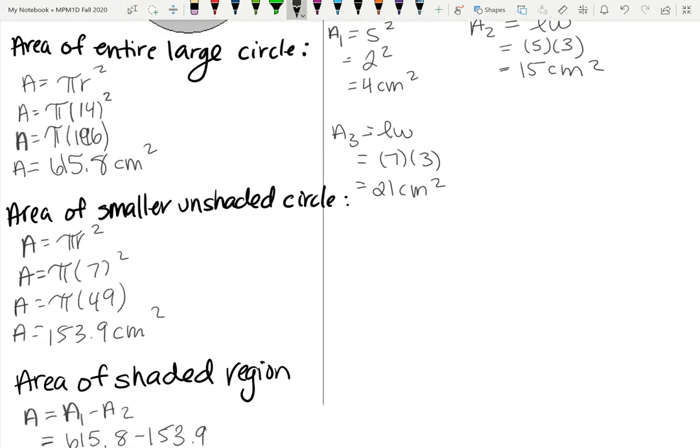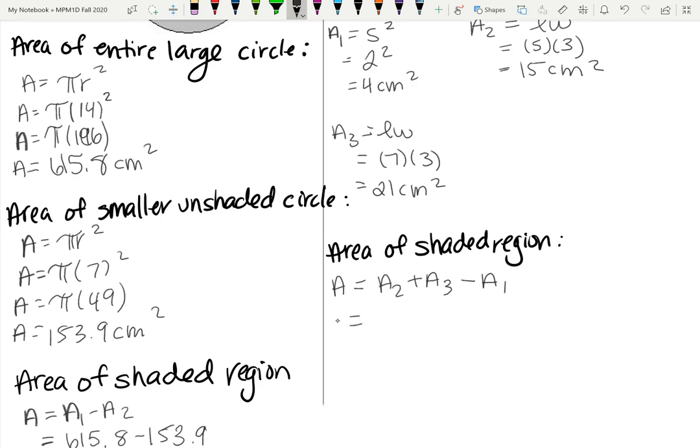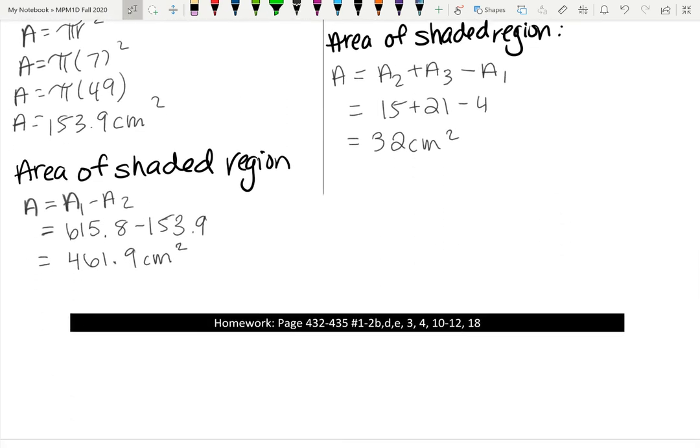Okay, so then the area of the shaded region. So area 2 and area 3 added together, but then I'm going to subtract that unshaded square. Okay, and we're done. Again, there's some practice questions here for you to try in the textbook, and then completing today's quiz. If you have any questions, please message me.